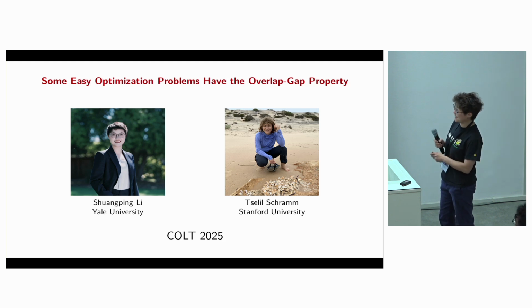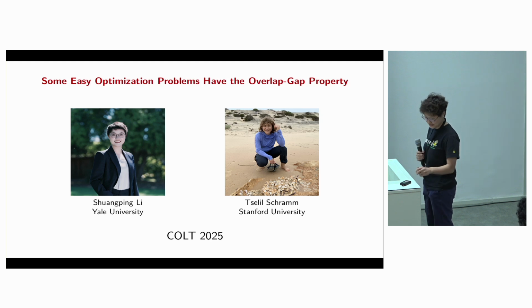So I'm gonna talk about some easy optimization problems that have the overlap gap property. Essentially, the topic is summarized in the title. The first half of the sentence is easier to understand. By easy, I just mean polynomial time. So there are some polynomial time optimization algorithms that have the overlap gap property. But what exactly is the overlap gap property? We probably need a little bit more motivation for it.